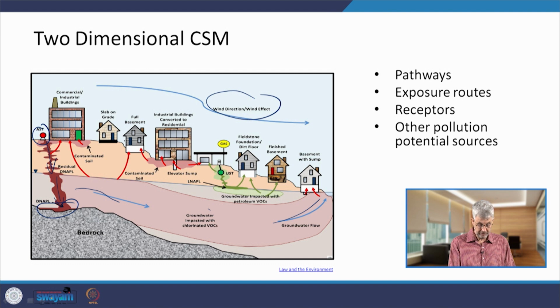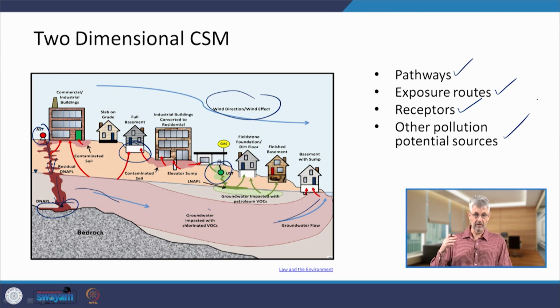We also have different receptors, like vapors that can emanate from the dissolved volatile organic contaminants into a basement or basements of neighbors. We can also identify other potential contamination sources, pollution sources, in this case a gas station with a leaking underground storage tank. All right, so we have identified additional pathways, exposure routes, receptors, and other pollution sources.